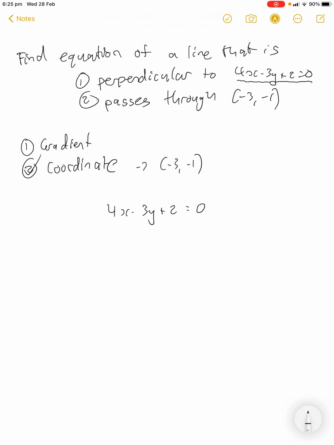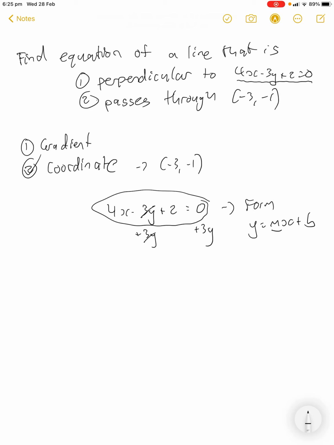Anytime we have an equation of a line and we need a gradient, we need to get it in the form y equals mx plus b, where m, the coefficient of x, is going to be the gradient. This is going to require me to rearrange what I have in question so that it looks like that. The best way to do that is to make y the subject. I'm going to do that by adding 3y to both sides. I'm going to solve it like an equation.